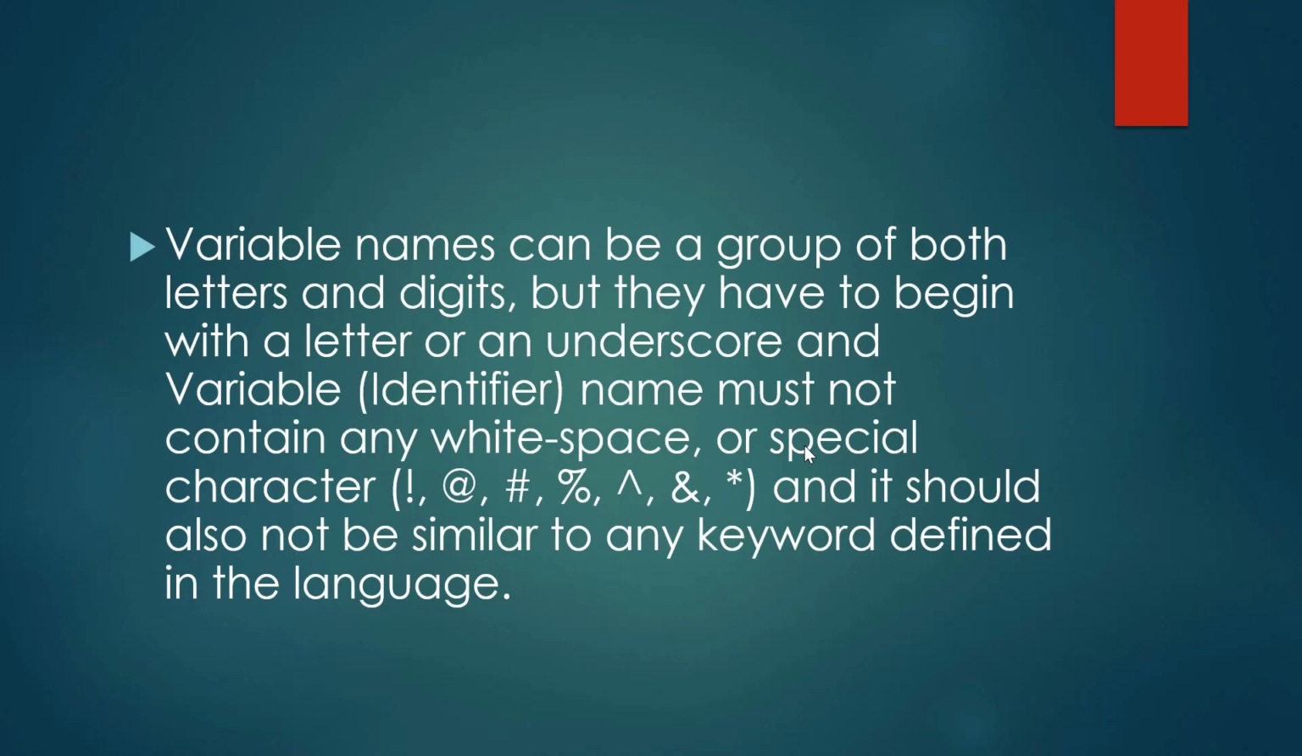Variable names can be a group of both letters and digits, but they have to begin with a letter or an underscore. A variable name must not contain any white space or special character, and it should also not be the same as any keyword defined in the language. Now let's open our online compiler and check how to create a variable name, and if we make mistakes by writing white spaces, special characters, or keywords, it will give an error. So let's check this in the online compiler.